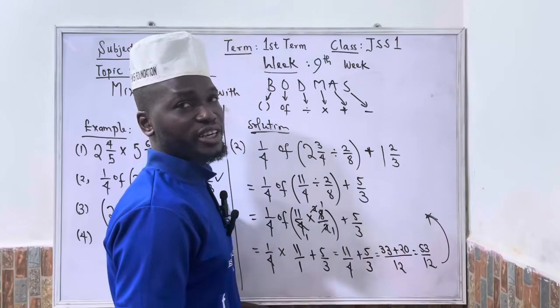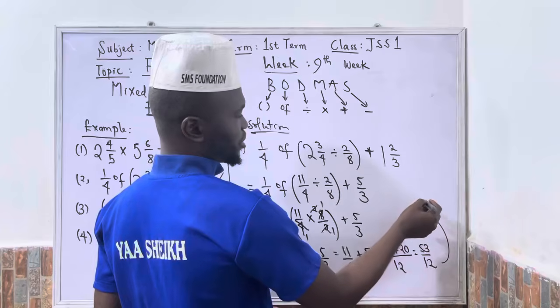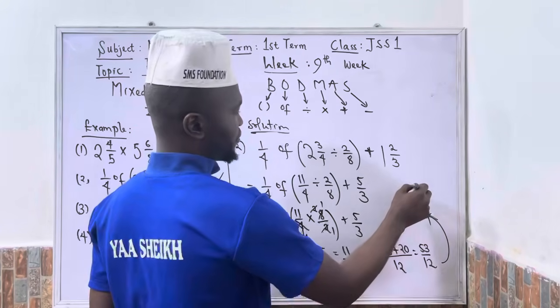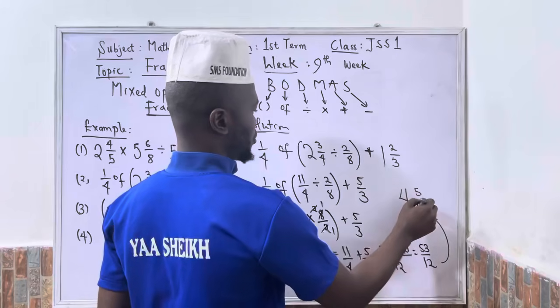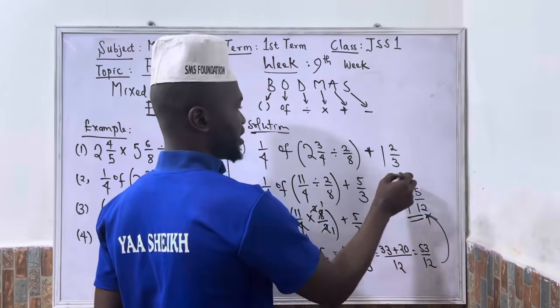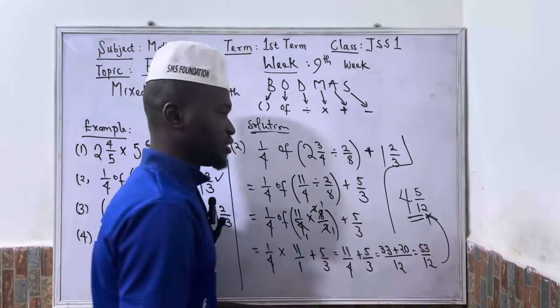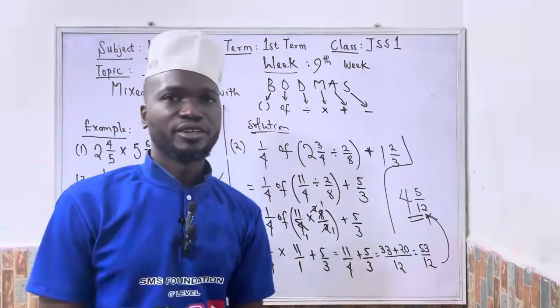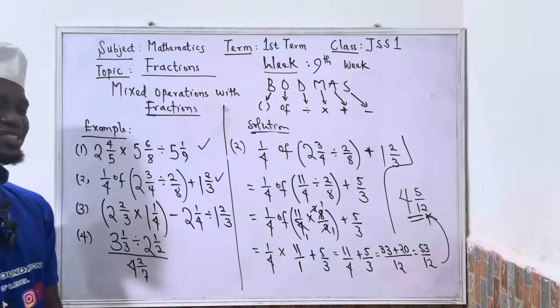So how many 12 can I get from 53? That will just be 4 times. Then remainder what? Remainder 5 over 12. So this will be my final answer for this. So 4 whole number 5 over 12 is very simple.